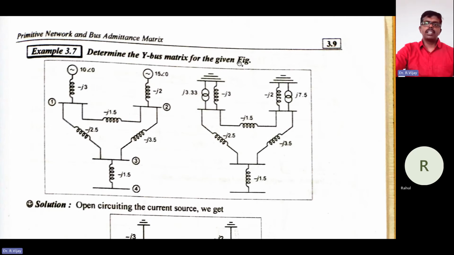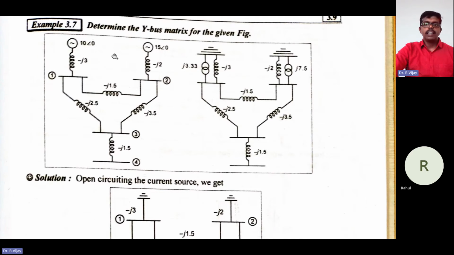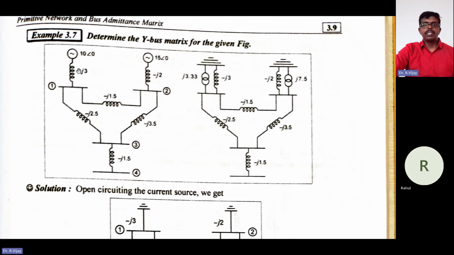Determine the Y-bus matrix for the network shown in the figure below. So this is what is given. The self admittance values are given as minus j into 3, and here also minus j into 2, like that. But here the generator values are given, so we take the generator values like this.